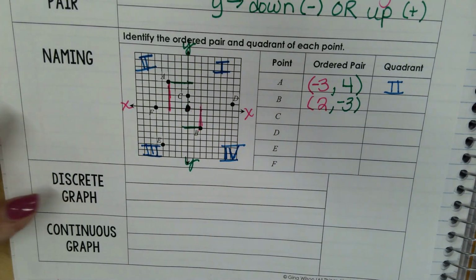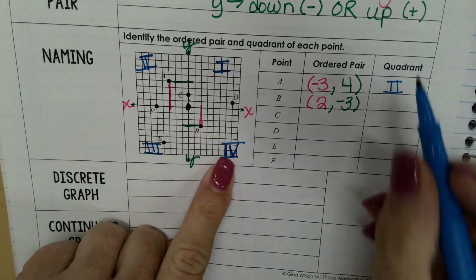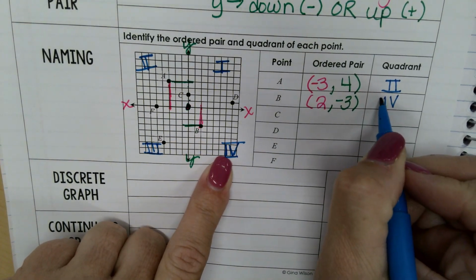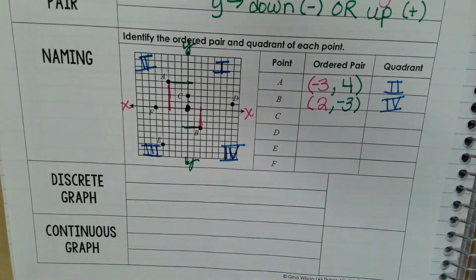All right, what quadrant is point B in? 4. Do you have to use Roman numerals? The answer is yes.